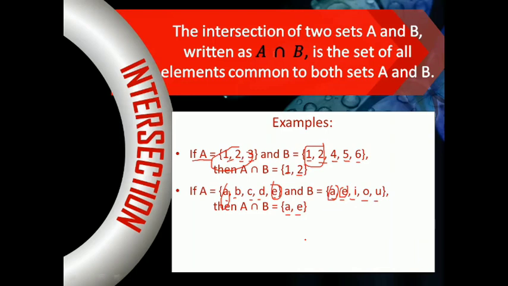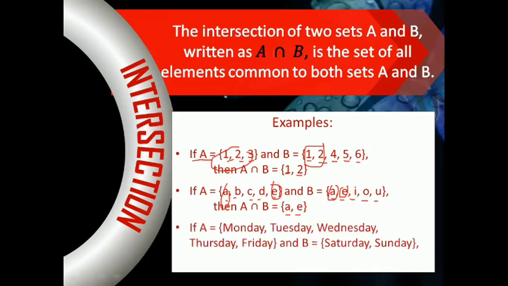For the third example, if A has the elements Monday, Tuesday, Wednesday, Thursday, and Friday, and B has the elements Saturday and Sunday, what do you think is the intersection of these two sets? So the answer is the intersection of A and B is an empty set or a null set. It is because there is no element that is present in both set A and set B. That is why it is a null set. And that is the concept of intersection of sets.